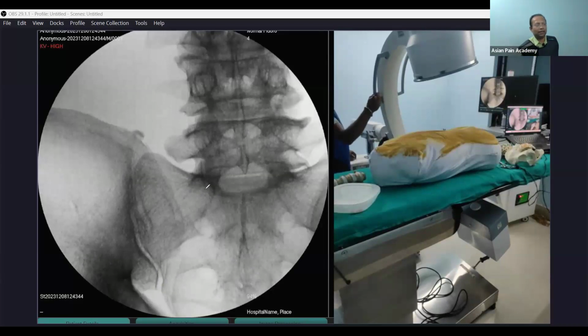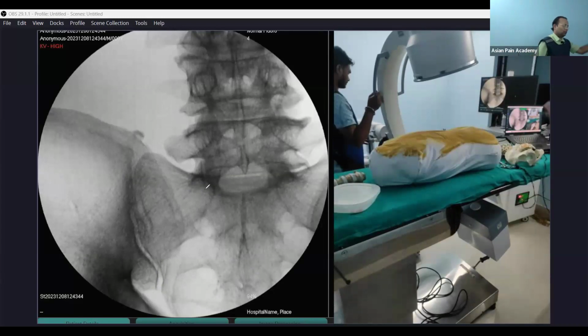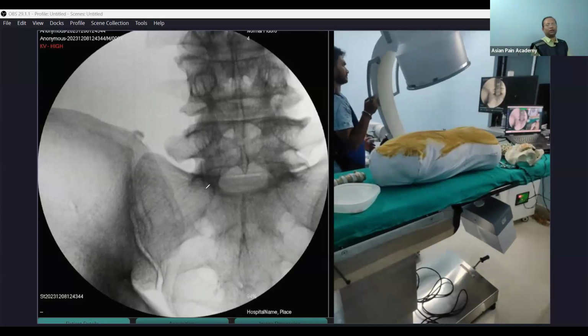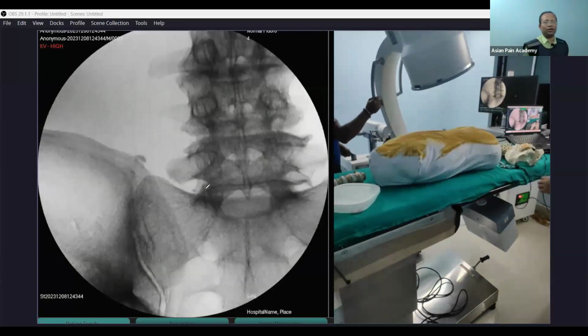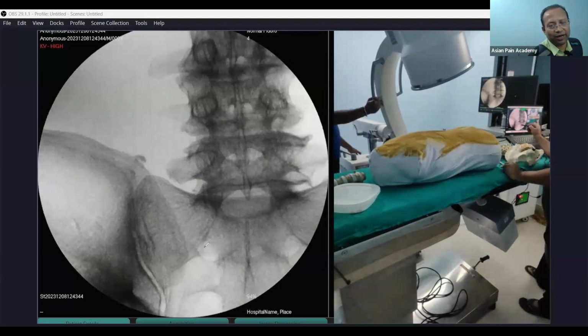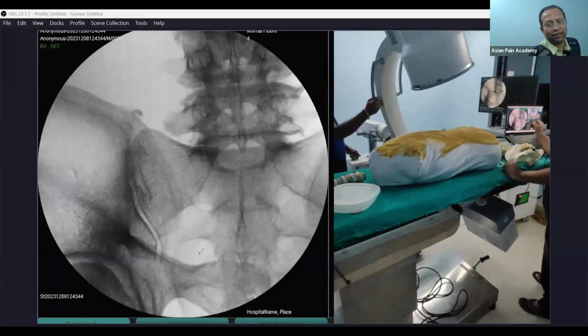So it has decreased, but not okay. Go a bit more. Actually, this much tilt is not needed in a normal patient, but as it is a mannequin and the angulation is made by us, that is the reason.